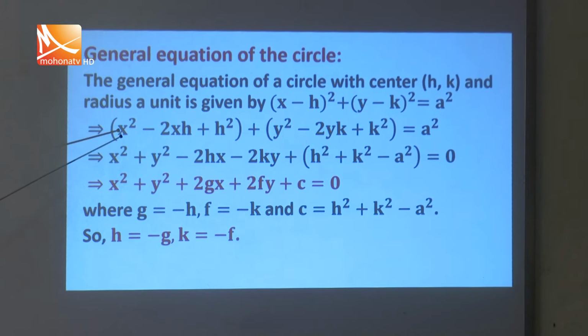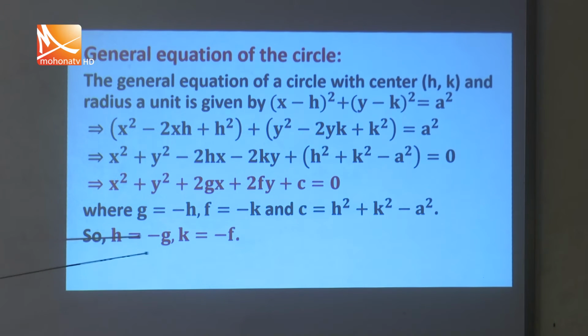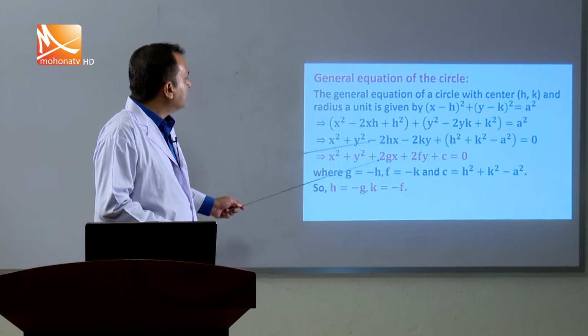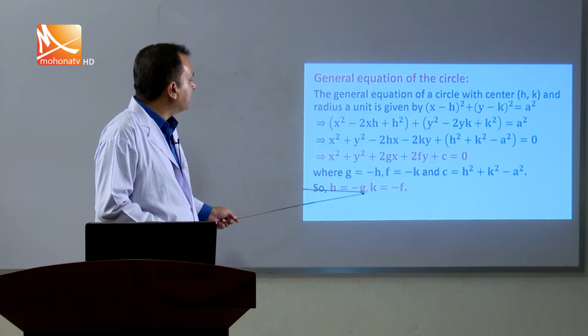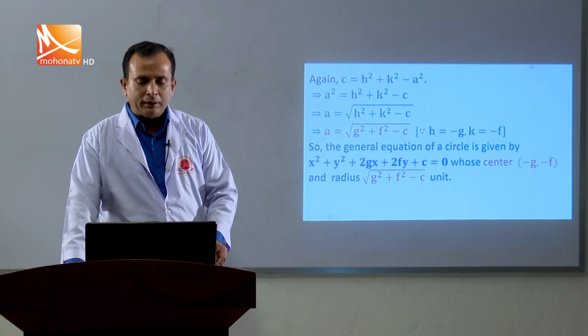You just see that we are considering this equation in the form x square plus y square plus 2gx plus 2fy plus c equals 0, where 2g equals minus 2h, which means g equals minus h; 2f equals minus 2k, which means f equals minus k; and c equals h square plus k square minus a square. The center of this circle was (h, k). So, the value of h is minus g and the value of k is minus f. So, the center of this general equation is (minus g, minus f). Okay, then we can go to the next slide.